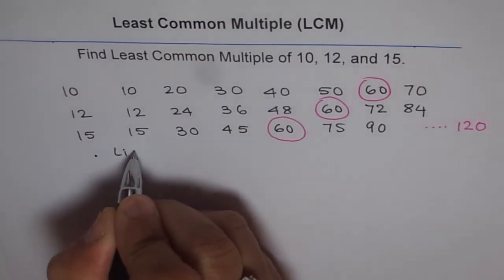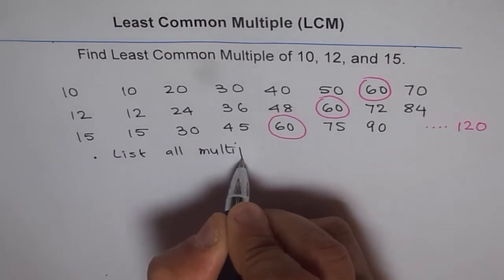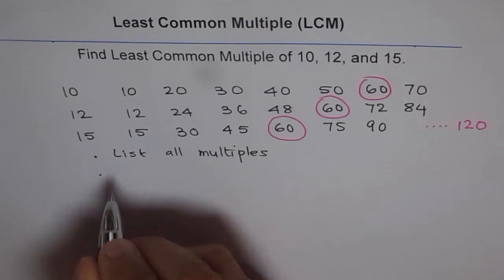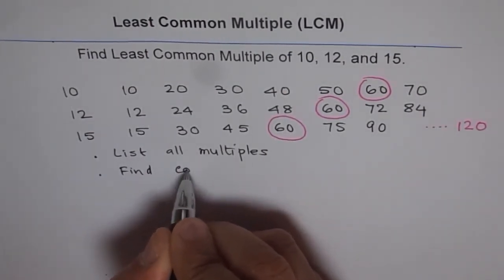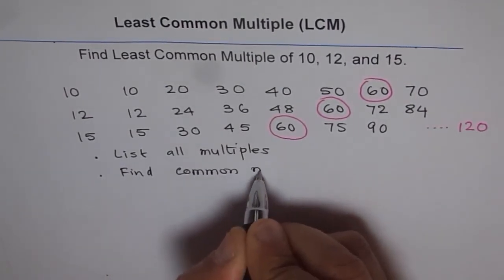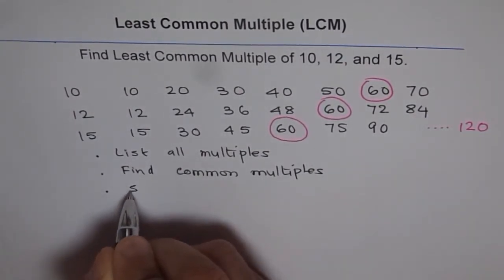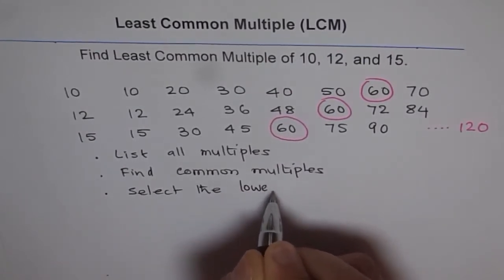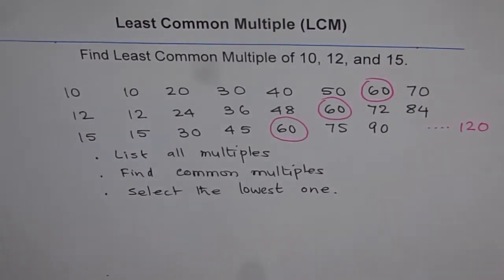1. List all multiples. All means all you can. Second, find common multiples. And then select the lowest one. So that is how you can find the least common multiple from the given numbers, right?